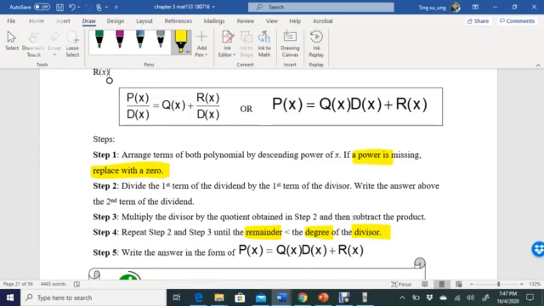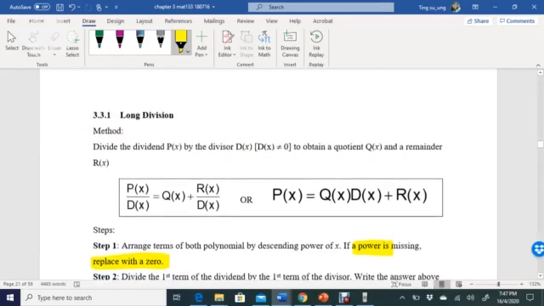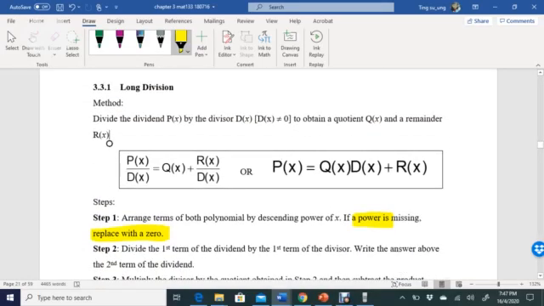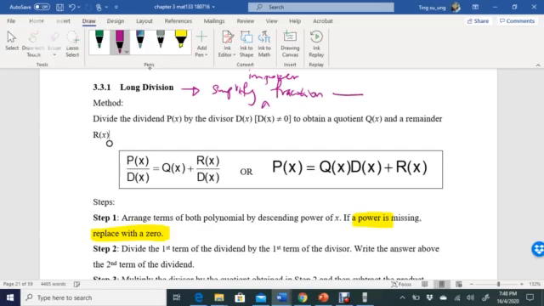Now, before that, let me share with you why you need long division. Actually, long division is for you to simplify your fraction, especially an improper fraction to a proper fraction. So that's the method to use. Again, long division is a method for you to simplify an improper fraction to a proper fraction.